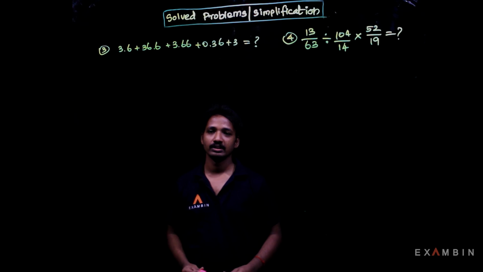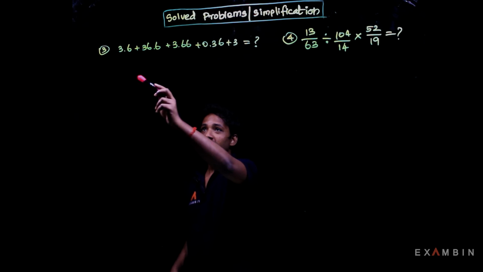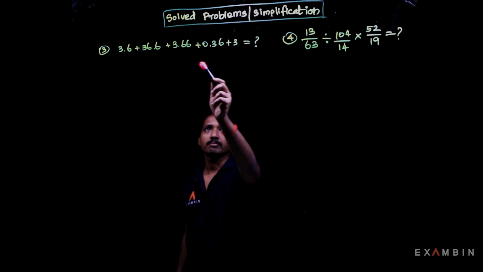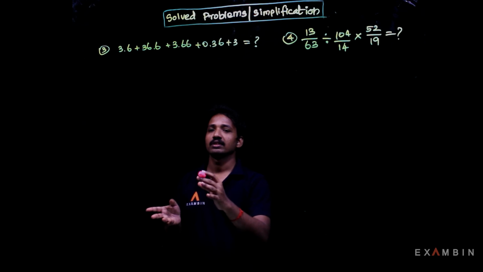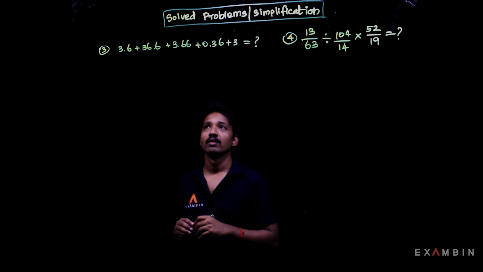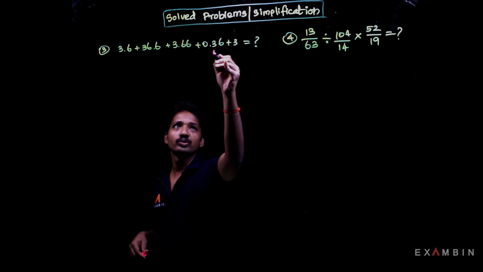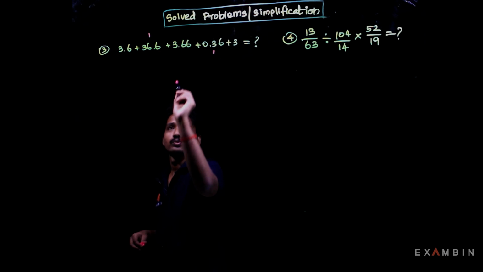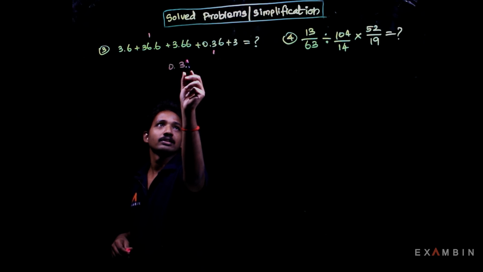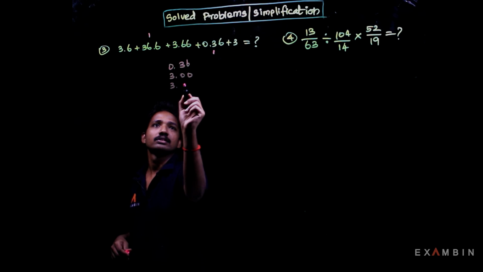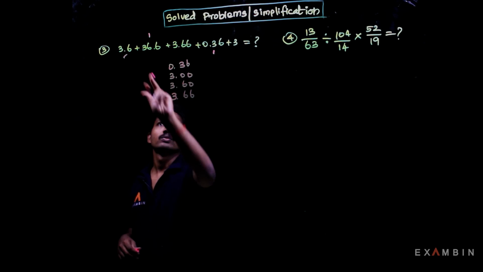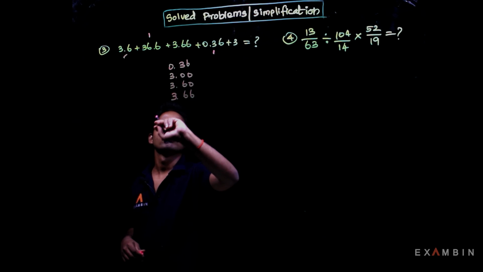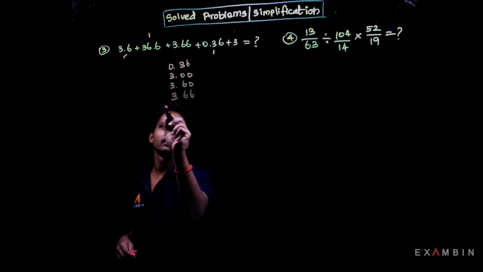The third problem we are going to see is another simple example. 3.6 plus 36.6 plus 3.66 plus 0.36 plus 3 is equal to what? Whenever these kinds of simpler problems are given to you, first write down the values in order from least to highest. 0.36 plus 3.00, 3.60 and 3.66. 1, 2, 3, 4, 5. And I have left out something, 36.6.